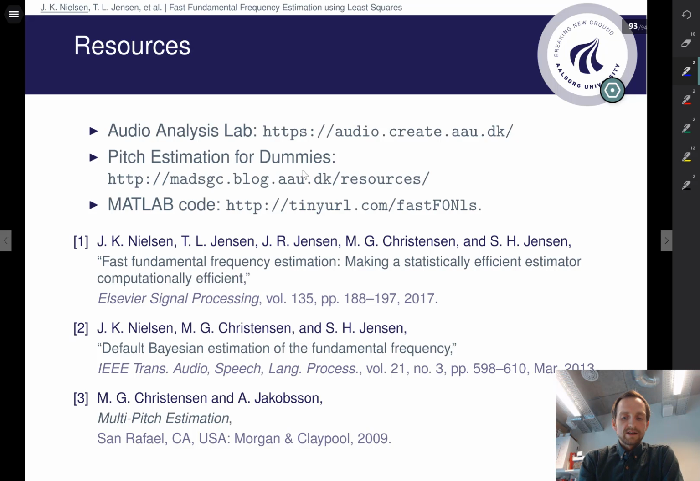And then here, you can find the MATLAB code for the fast NLS method. And here are also some key references. This one describes the fast method I described in the last part of this talk. This one describes model order selection, model order estimation. And finally, this one is a very thorough book on fundamental frequency estimation using parametric methods. If you're interested in this topic, I encourage you to have a look at this book.